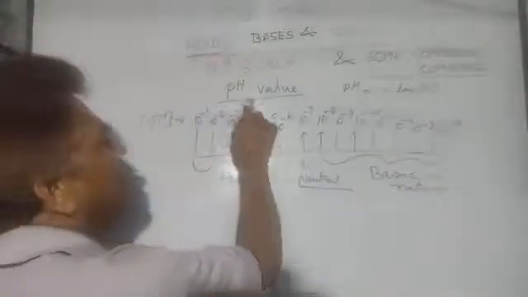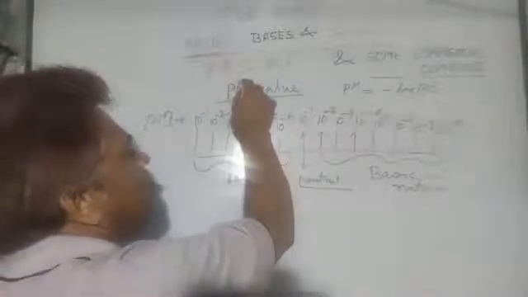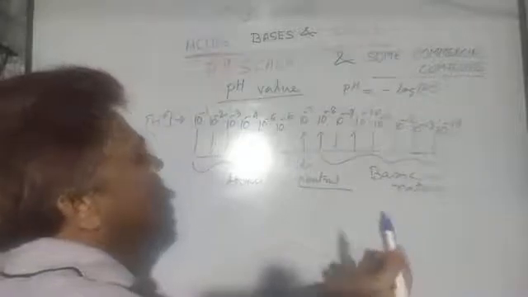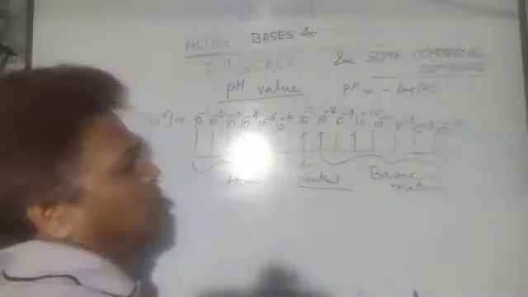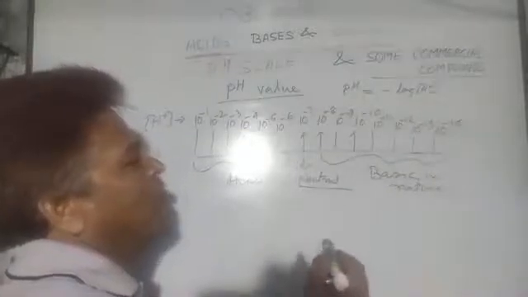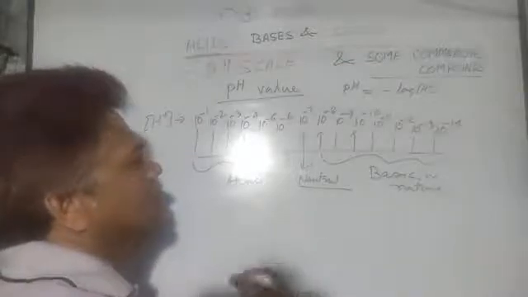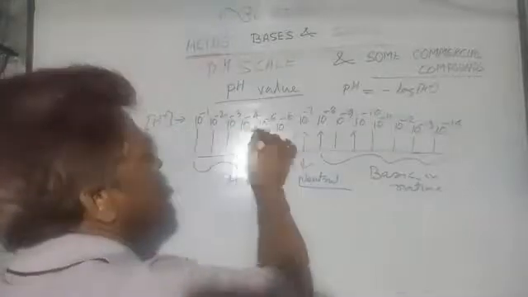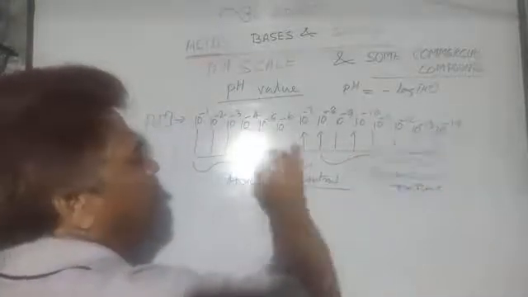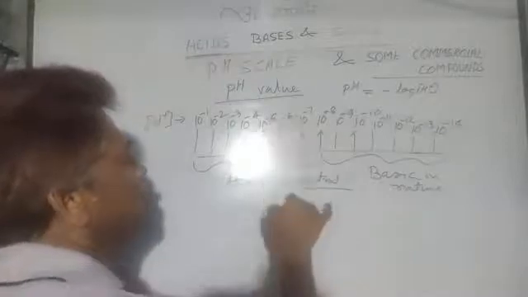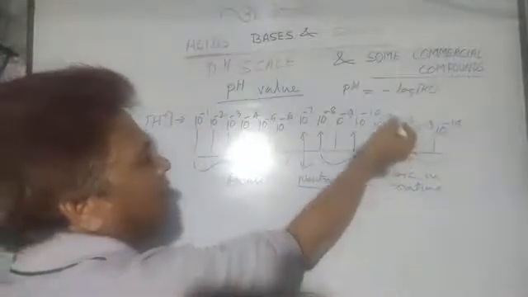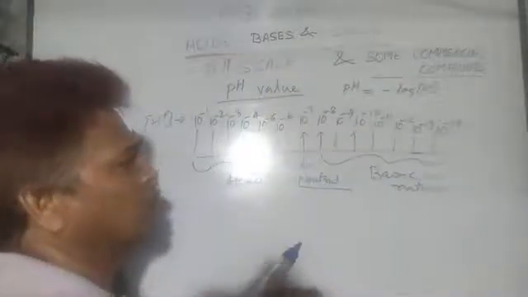P refers to the potential, H refers to the hydrogen ion, meaning how much hydrogen ion concentration is present in the solution. Accordingly we have to decide whether it comes under acidic, basic or neutral. In the pH scale, the hydrogen ion concentration is given for any solution. You find the hydrogen ion concentration, then calculate the pH value. pH equals minus log [H+].